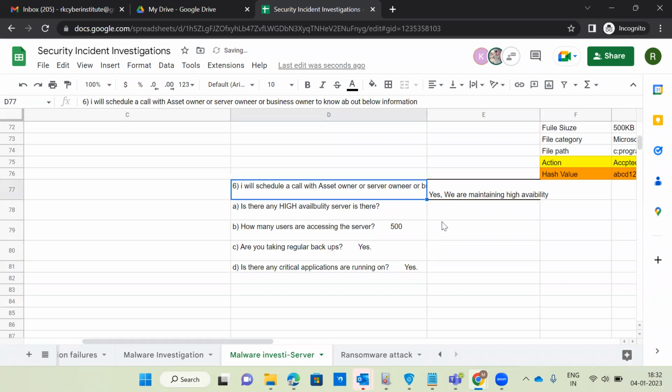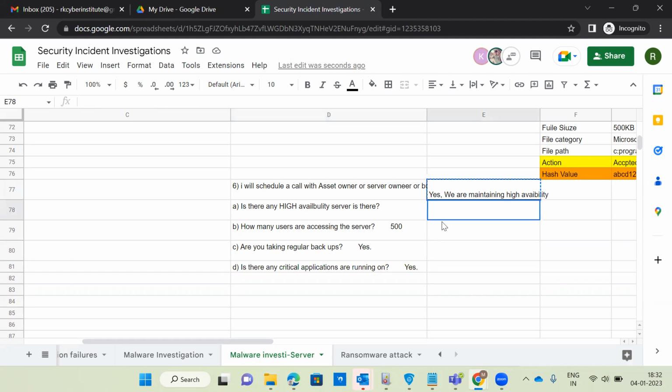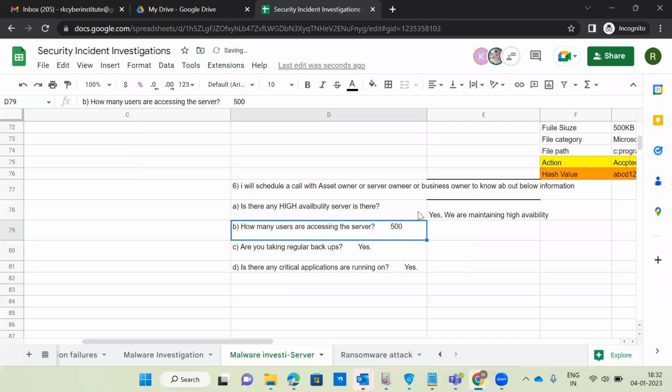I will schedule a call with the respective business owner. Later, we have to get the information from the server owner. Is there any high availability or backup server? In most cases, if it's a critical server, 100% they will maintain high availability. So yes, we are maintaining high availability. How many users are going to be impacted? Maybe, for example, take 10,000 people.